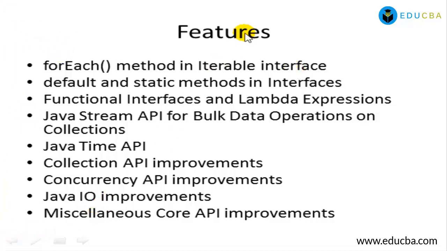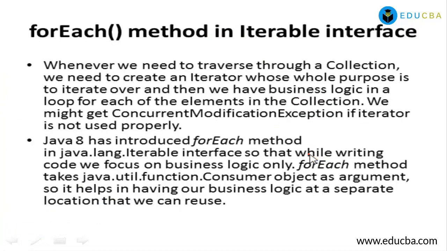Now let us study each and every feature in a little bit of detail. So the first one is the forEach method in Iterable interfaces. Whenever we need to traverse through a collection, we need to create an iterator whose whole purpose is to iterate over it, and then we have business logic in which we loop for each of the elements in the collection. We might get a ConcurrentModificationException if the iterator is not used properly.